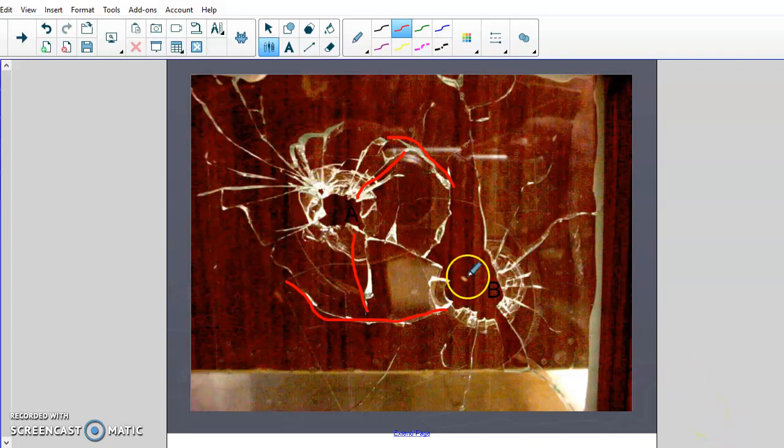This one gets a little bit messier because there's some big chunks out of it, but I would say that this one came before this one. So B came before A. So the successive rule is that a radial fracture stops at an already existing fracture.